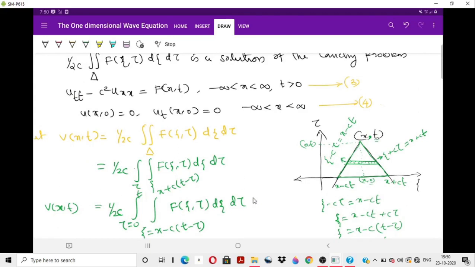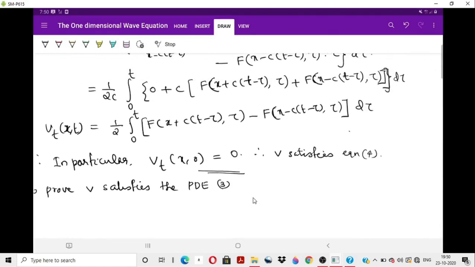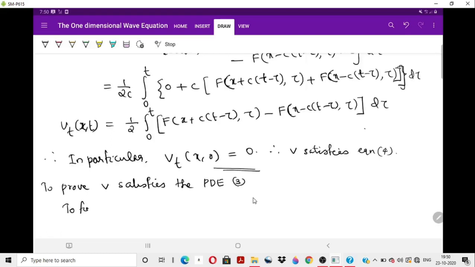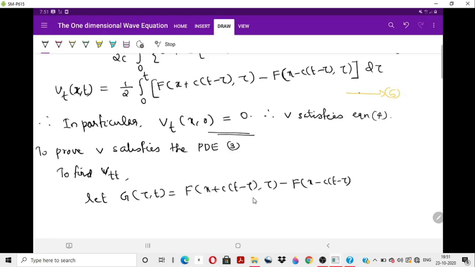For that we need to find VTT and VXX. Now we have obtained VT, isn't it? VT at XT we know. Now in order to find VTT, we have to once again differentiate this function, let this be equation number 5. So we have to differentiate 5, that is again we have to apply the Leibnitz formula. So for that our new function g of tau, t, we can define as g of tau, t as f of x plus c into t minus tau, comma tau, minus f of x minus c into t minus tau, comma tau. So this is our new function g.